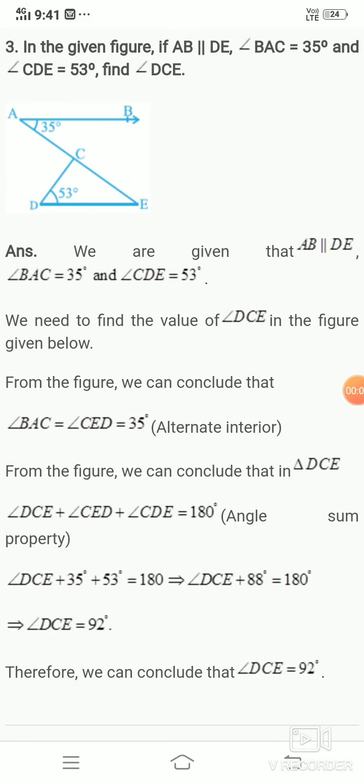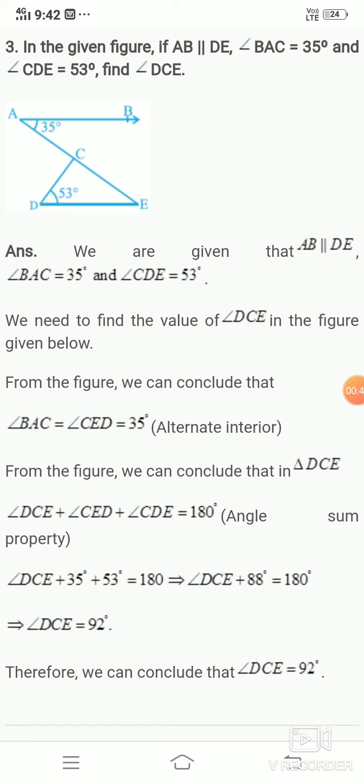Hello, my dear students. Now we are going to discuss lines and angles, exercise 6.3, third problem onwards. The third problem: given lines AB and DE are parallel, and in the triangle, angle BAC at A is 35 degrees, angle CDE at D is 53 degrees. Find angle DCE. What we need to understand here is that in the triangle DEC, one angle we know.